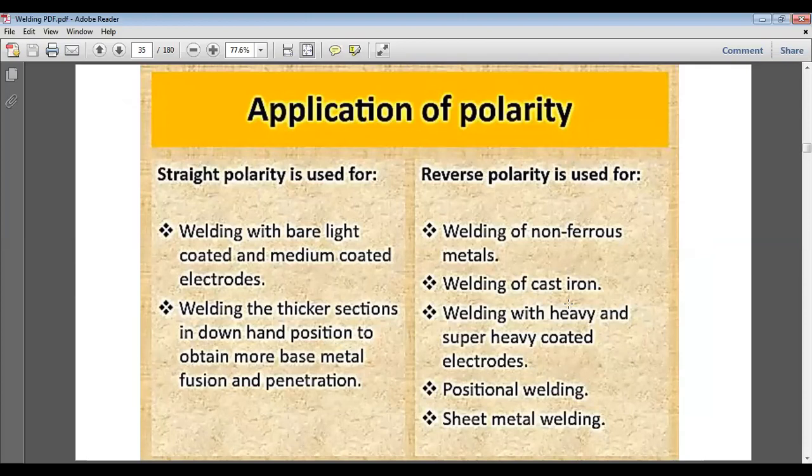One, metals having less melting temperature, and of course those are non-ferrous metals, and welding of cast iron, where we require lesser heat penetration, welding with heavy and super heavy coated electrodes, positional welding, sheet metal welding. It is not penetrating in depth. So these are all the conditions where we use little penetration of the heat, and we require a high area of welding.